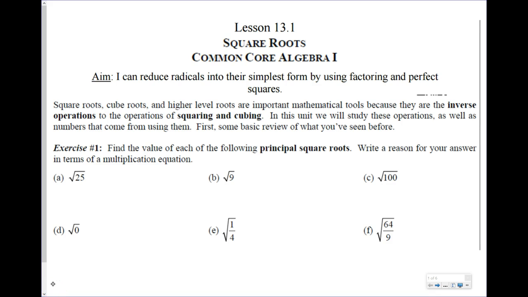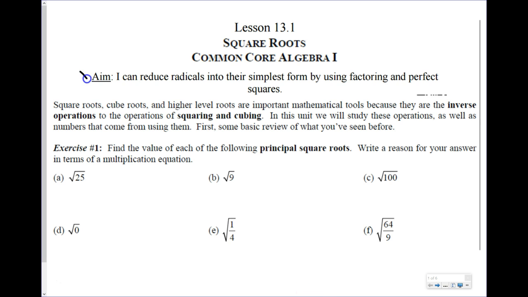Welcome to the last unit of Algebra 1. You've finally gotten to Unit 13, and in this unit we're going to talk about square roots and the quadratic formula. So the first lesson in Unit 13 is about operations concerning square roots.